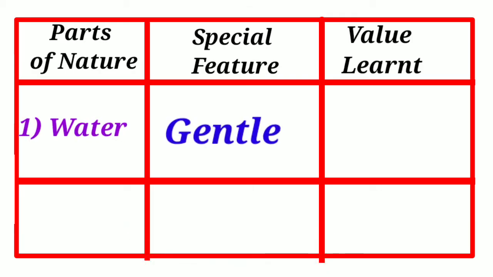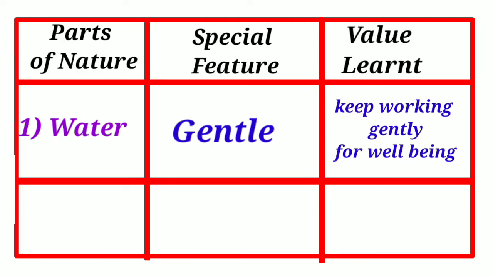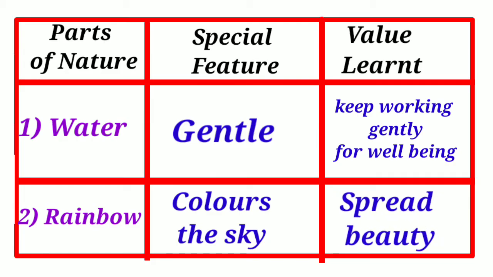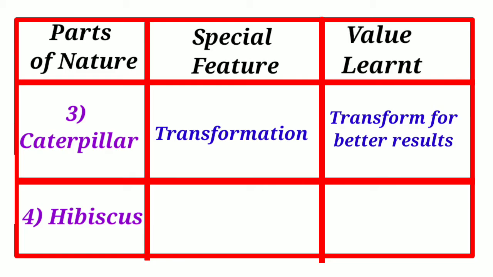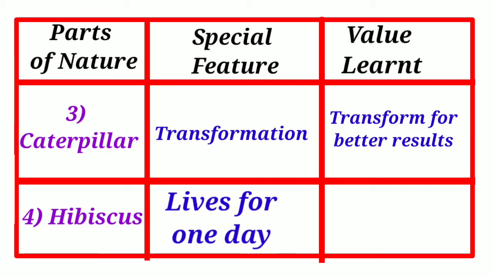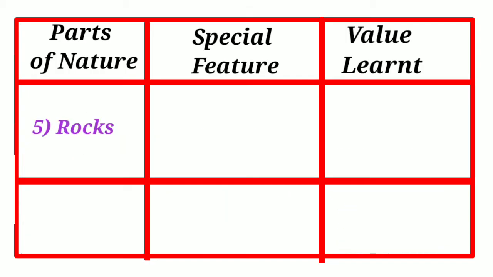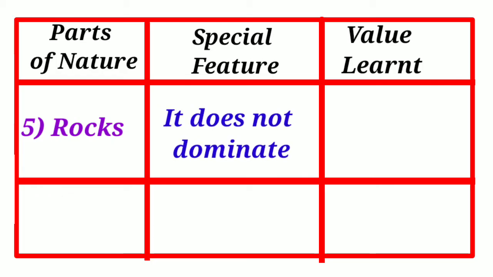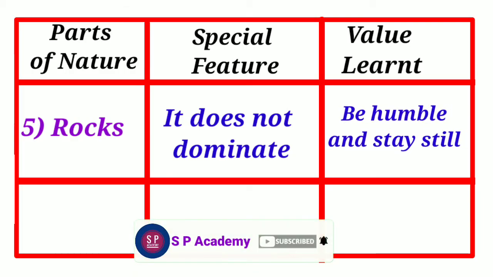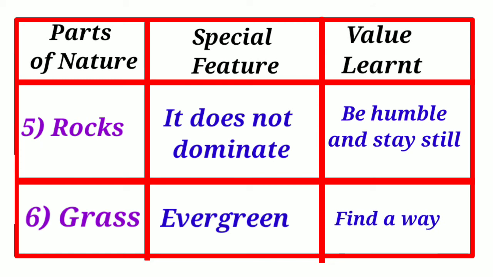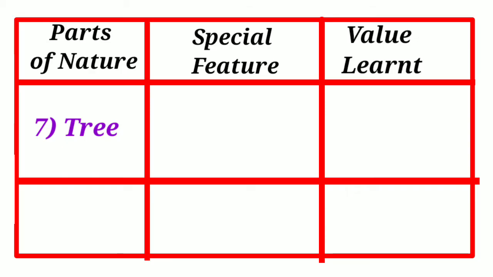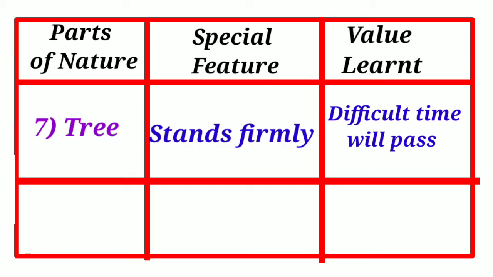1. Water, feature gentle, value keep working gently for well-being. 2. Rainbow, feature colors the sky, value spread beauty. 3. Caterpillar, feature transformation, value transform for better results. 4. Hibiscus, feature lives for one day, value to live our life in full splendor. 5. Rocks, feature it does not dominate, value be humble and stay still. 6. Grass, feature evergreen, value find a way. 7. Tree, feature stands firmly, value difficult time will pass.